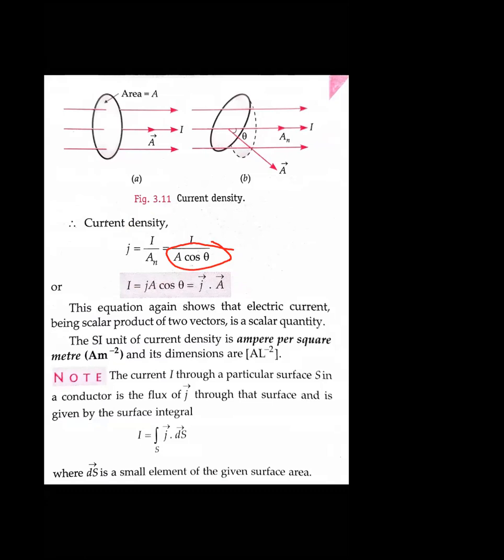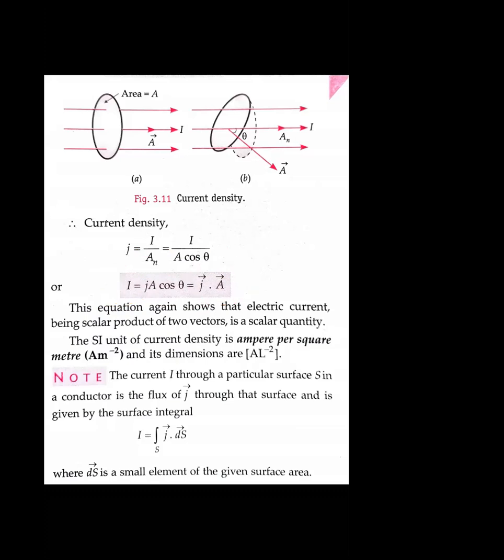Now we know the component along the direction of current is A cos theta, so we put that in: J equals I upon A cos theta. If we make I the subject of the formula, this goes in multiplication with J, so I equals J A cos theta, and as it is cos, it will be shown by a dot product. So I equals J dot A, right? Here you can see that your electric current I, which is a scalar quantity, is given by the dot product of two vector quantities.